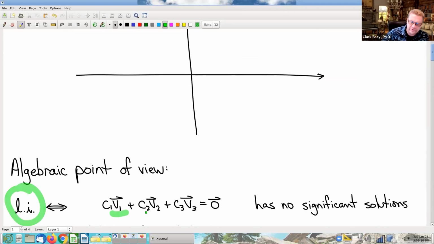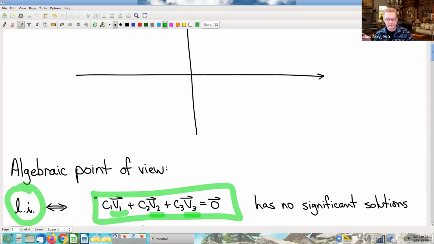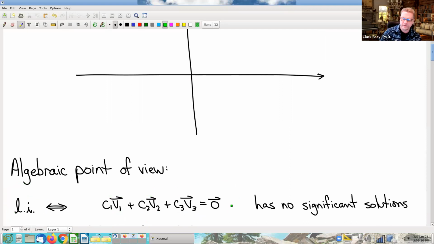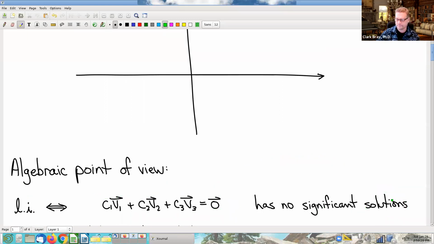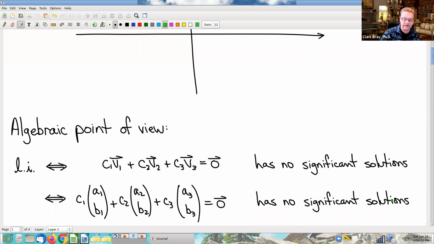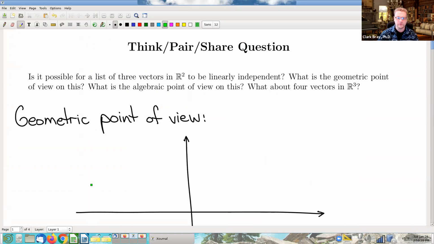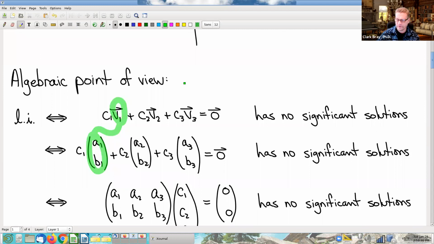Independence of a list of three vectors is described by looking at this equation, right? Specifically, this is what a relation would look like. And to be independent, we need to know that there are no significant relations, namely no significant solutions to this system. Okay, now let's just rewrite that a little bit. All I've done here is make the observation that each one of these vectors has two components. Why is that? Well, we're looking at vectors in R2. So each vector has two components, calling them here A1 and B1.